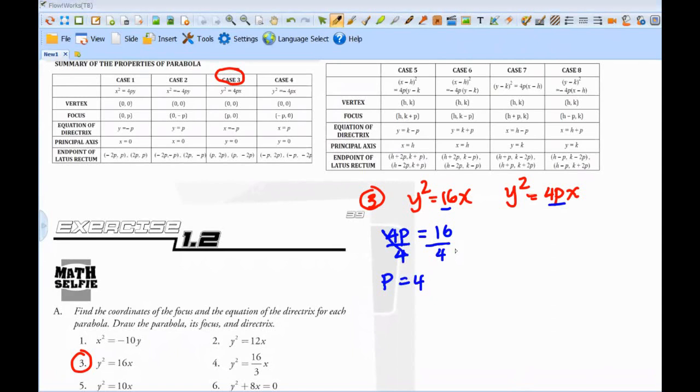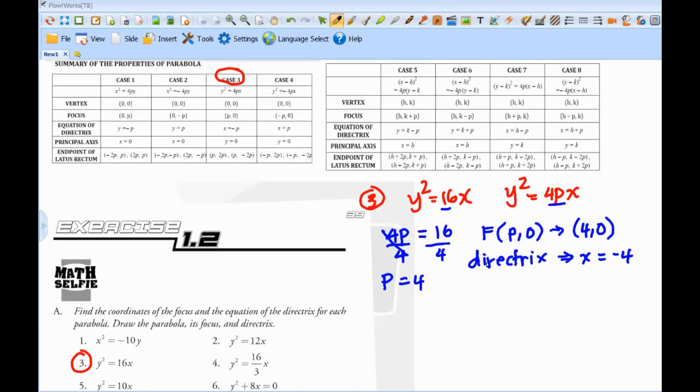After that, we have to get the value of our focus. The focus is at (p, 0). So since we have our p, which is 4, the focus will be at (4, 0). And then our equation of the directrix is the opposite of the p. So therefore, directrix is x is equal to -4. And our principal axis, definitely the x-axis, or y equals 0.